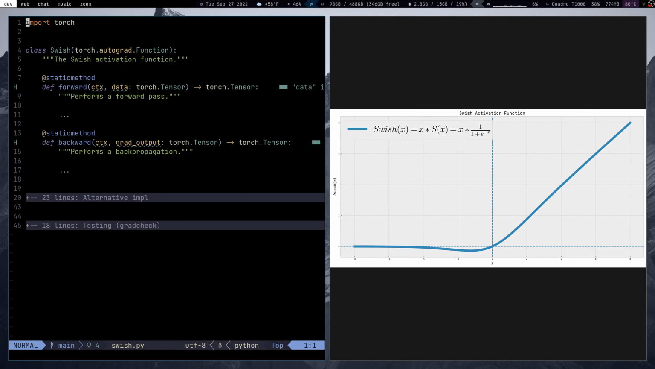Hello folks, StylePoint here, and today we're going to be implementing the Swish activation function. We're going to be implementing it in Python using PyTorch. But before doing that, let us first discuss Swish and how it compares to other activation functions.